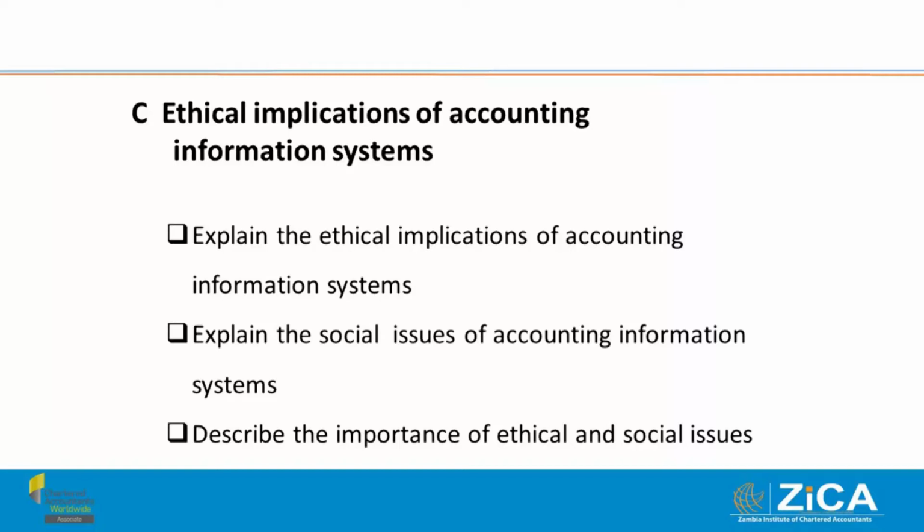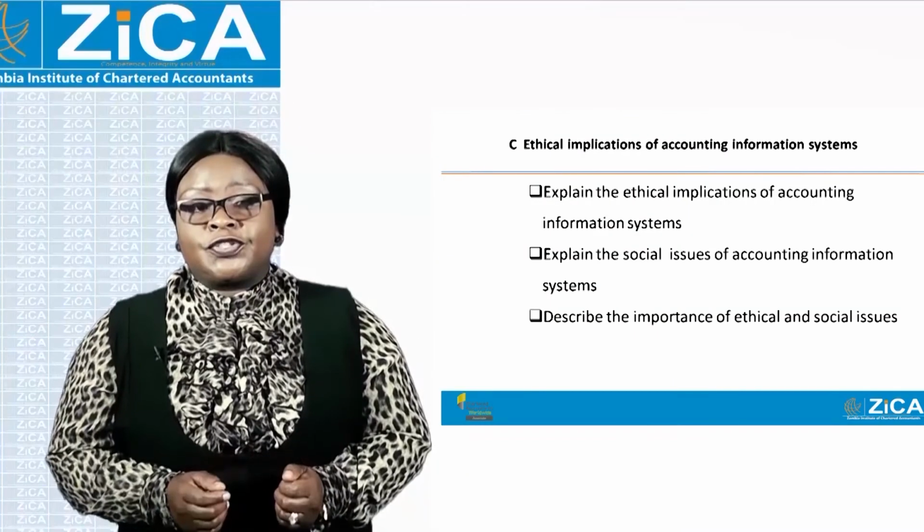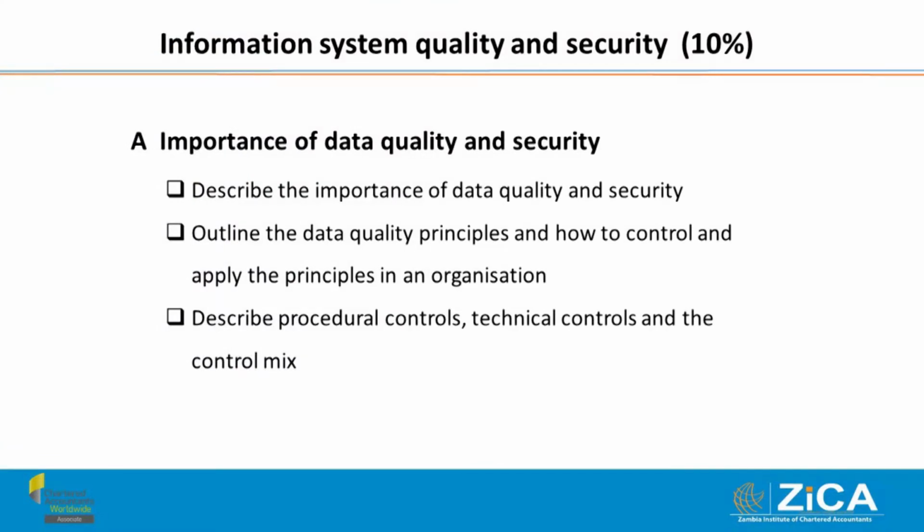Explain the social issues of accounting information systems. Describe the importance of ethical and social issues. Information system quality and security has a weight of 10%. Importance of data quality and security. Describe the importance of data quality and security.